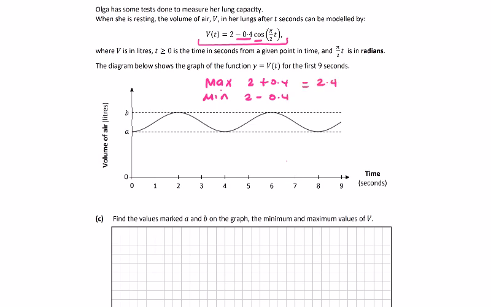So 2.4 and 1.6, that's this line here, 2.4, 1.6, and part A you're asked to find A and B, so A is the min, A is 1.6, B is 2.4.